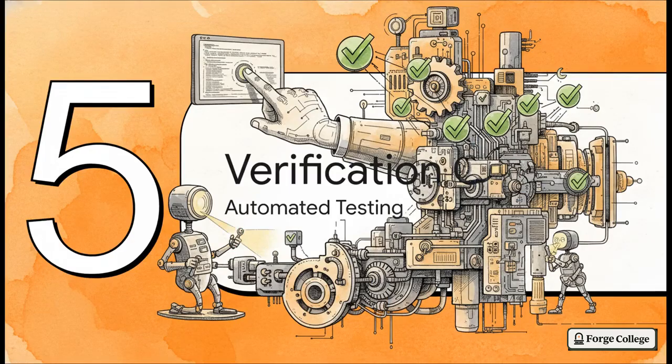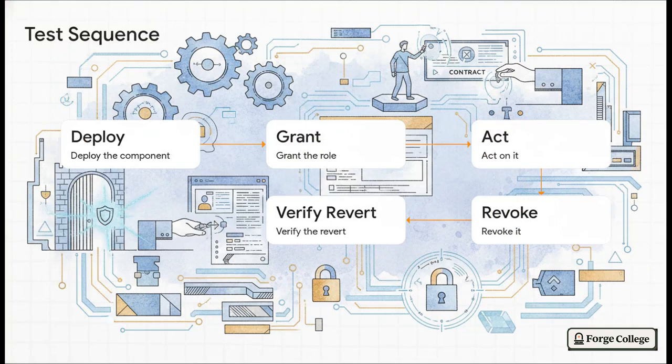All right, section 5, automated verification checks. With our components fully assembled and that hierarchy beautifully set up, we absolutely have to test fire this engine before we even think about shipping it. We're going to use our automated non-interactive test scripts to execute this exact sequence. 1, deploy the component. 2, grant the role. 3, act on it. 4, revoke it. And 5, verify the revert. We aren't just guessing here, guys. We are mathematically proving that our gates lock and unlock exactly as designed every single time.